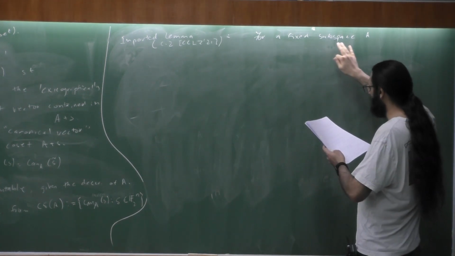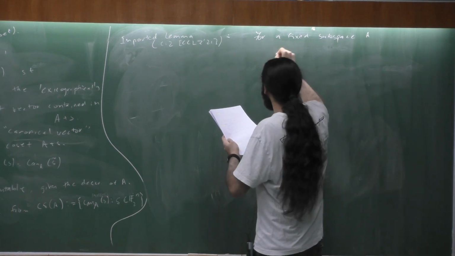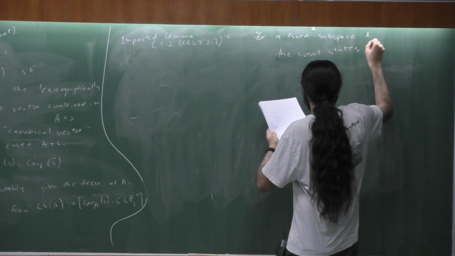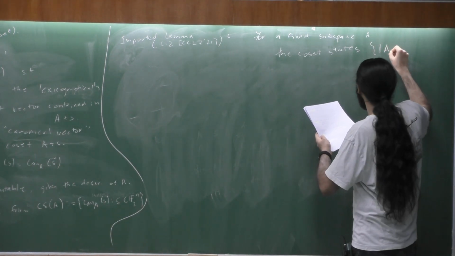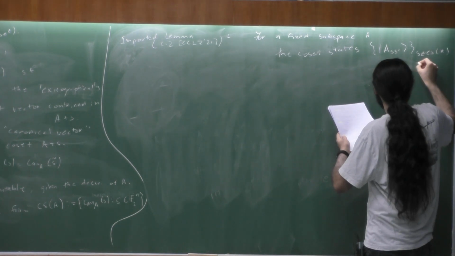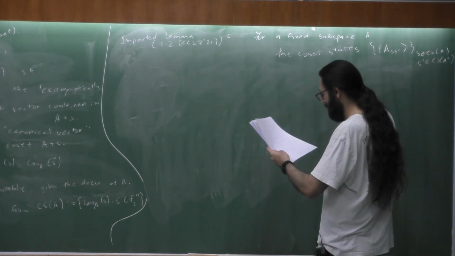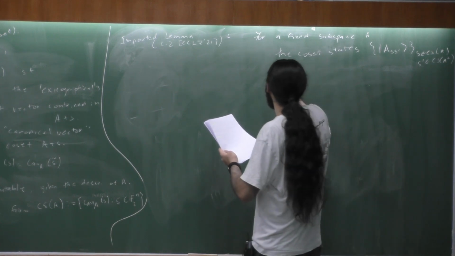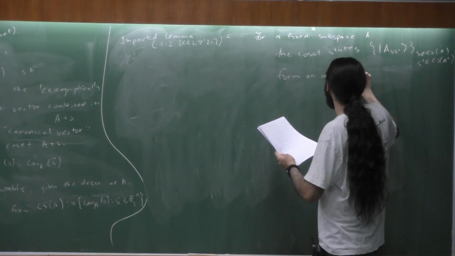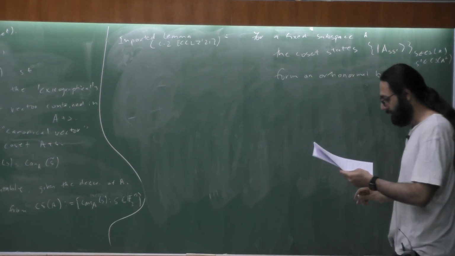Okay, so for a fixed subspace A, the coset states for S in CS A and S prime in CS A perp form an orthonormal basis. Okay, that's good.